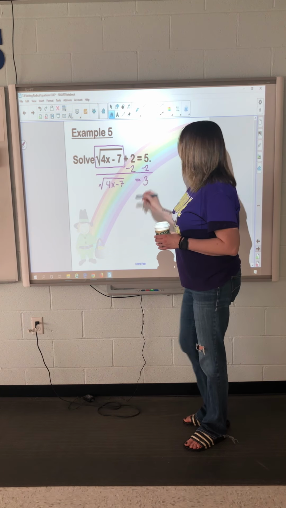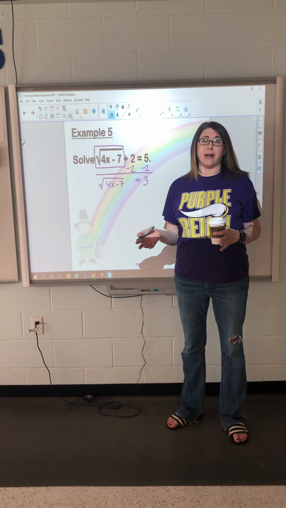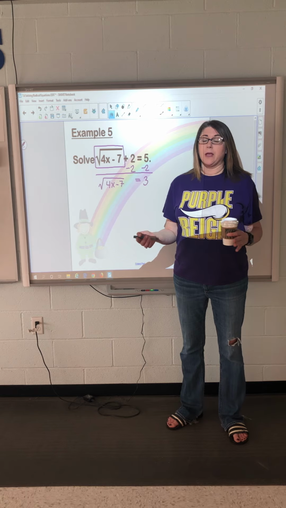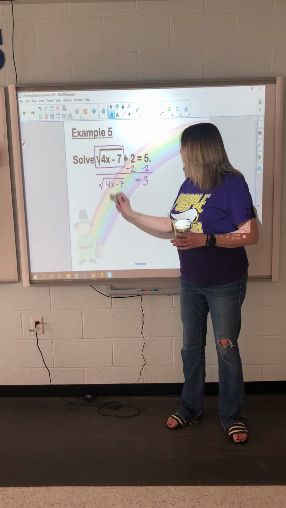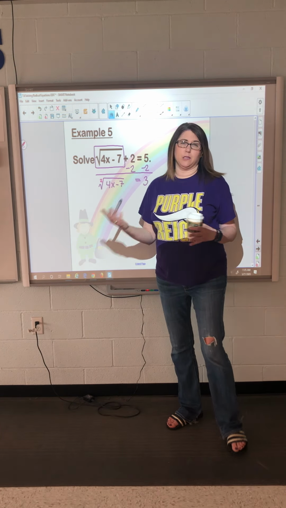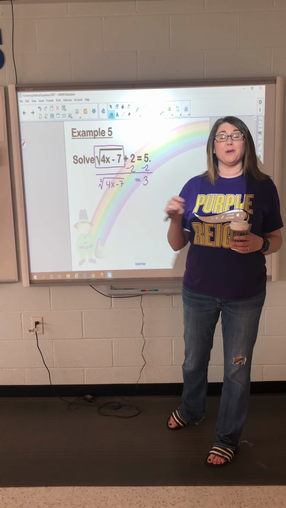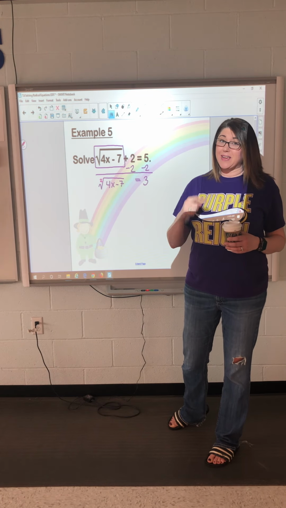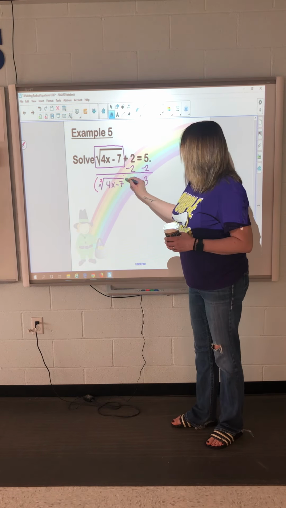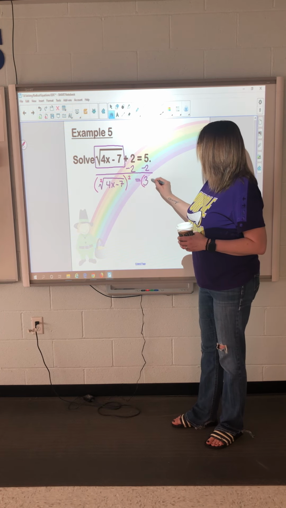equals 3. Okay, so we've isolated the radical. Now we need to get rid of the radical. I don't see an index, but remember that just means that it's understood to be a square root function. And so how do I get rid of a square root? You may have guessed it. I'm going to square both sides.